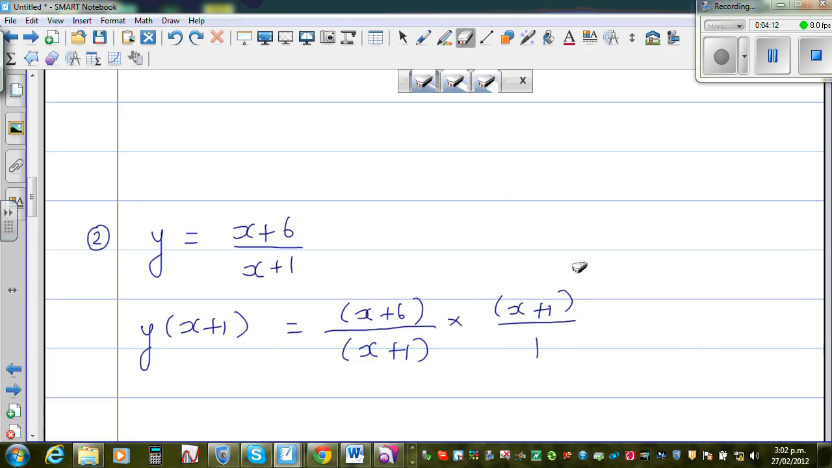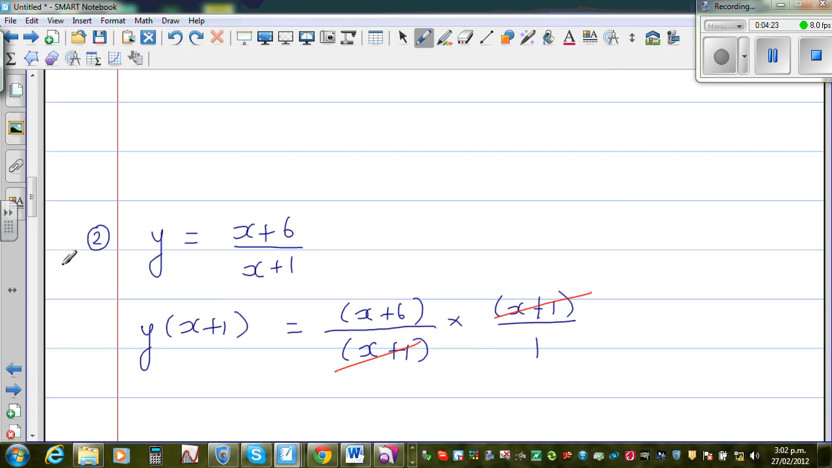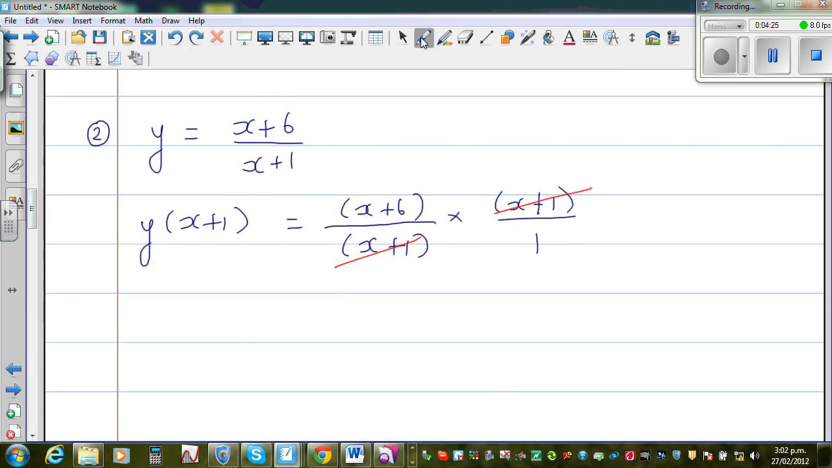This is x plus 1. Now I hope you understand why I multiplied by x plus 1. It is to get rid of, or cancel, this x plus 1. So this x plus 1 and this x plus 1 get cancelled. So the next step is you get y times x plus 1 is equal to x plus 6. Now here, this is slightly different than the previous example.